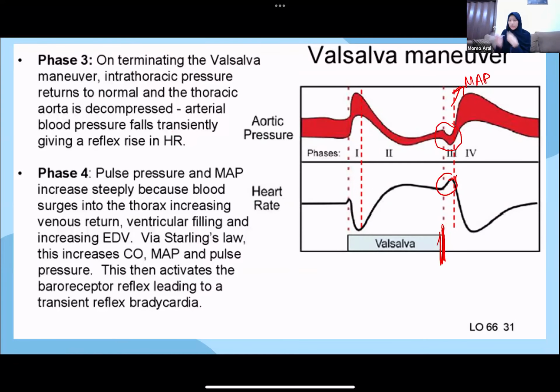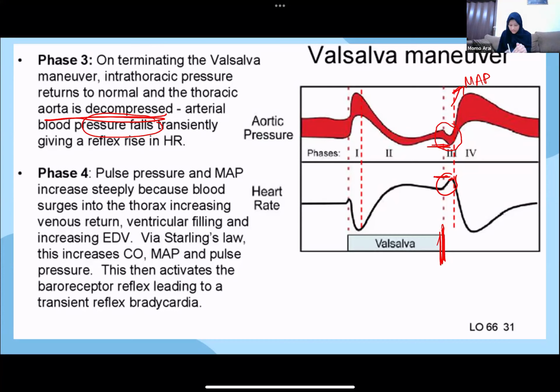Phase 3, you're breathing out now. It's a different kind of phase. You're going into another step. Because of the breathing out, your aorta is decompressed, then MAP falls. Because now it's very loose, MAP falls, and heart rate increases even further. You see here, it's a new level. Then, as you continue breathing out, everything's coming back to normal.